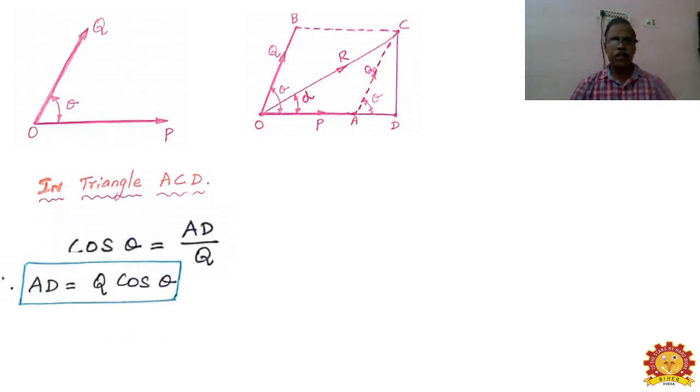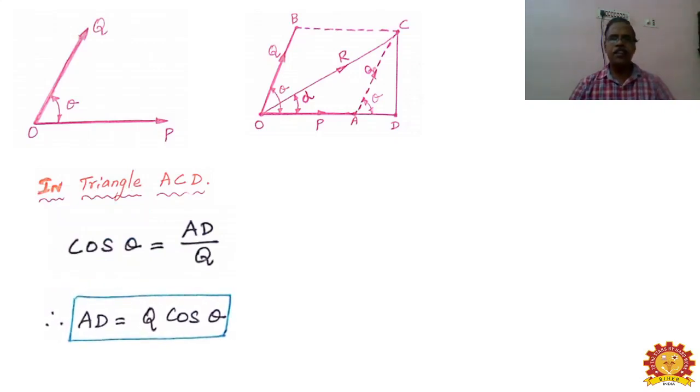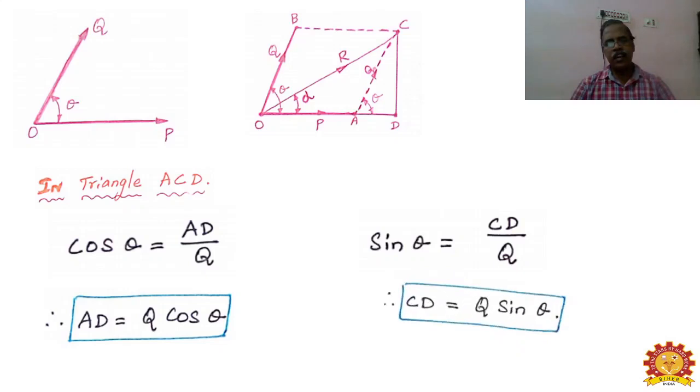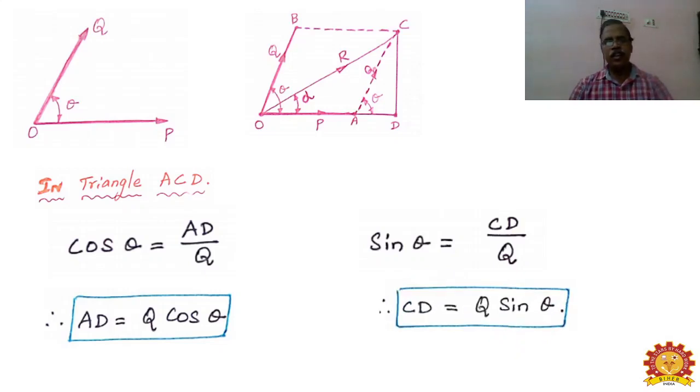Similarly, sin theta will be equal to, what is that? Opposite by hypotenuse, that is DC divided by Q. That we can see later. Now we can see AD is equal to Q cos theta, and sin theta is equal to CD by Q as I told you, and CD is equal to Q sin theta, and these are the two equations which you have to take from the triangle ADC. Hope you students are understanding what I am saying.